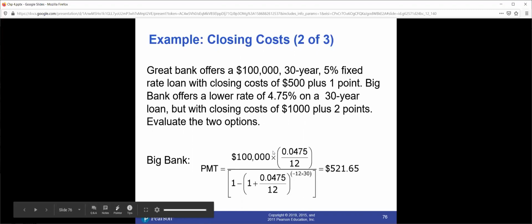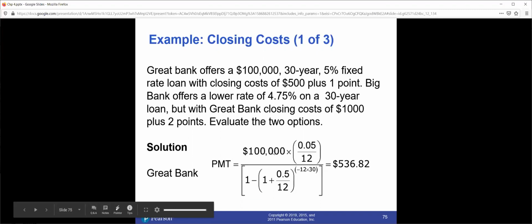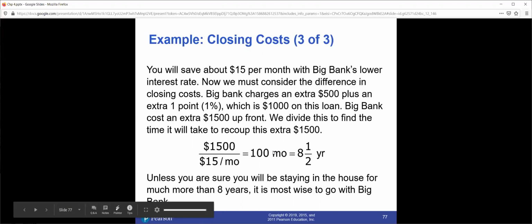Big Bank has a lower interest rate, so they therefore have a lower payment of $521 as opposed to $536. Cool. However, it gets steeper, right? So you save about $15 per month with Big Bank's low interest rate. Now you must consider the difference in closing costs. Big Bank charges an extra $500 plus an extra 1 point, or 1%, which is $1,000 for the loan. Meaning, Big Bank requires you to pay $1,500 up front in closing costs before they give you the loan.